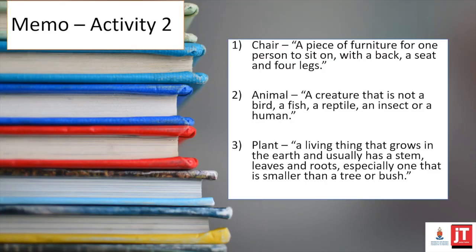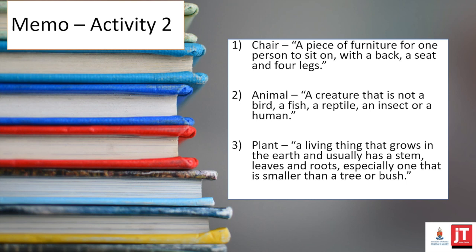All right, so this is the memo for activity 2. The first definition, chair: a piece of furniture for one person to sit on with a back, a seat, and 4 legs. I did reference the dictionary that I used at the end. Please stick around for that, sorry.